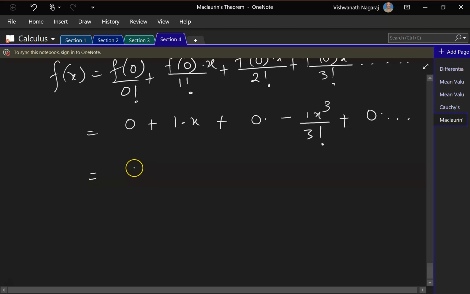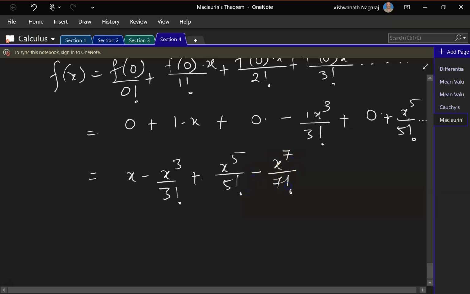So if you remove all the zeros, you will be left with x minus x^3/3!. Then you will have plus x^5/5!, and the next term would be minus x^7/7!, and so on. Basically, as you keep practicing, the moment you get the first three terms, you would get the pattern for the rest. Okay, so this is sin x.